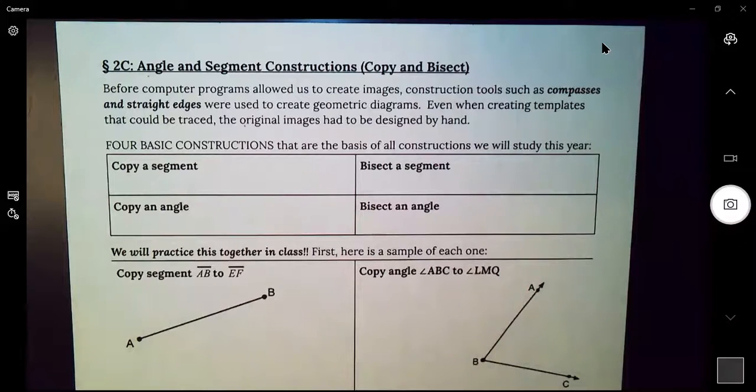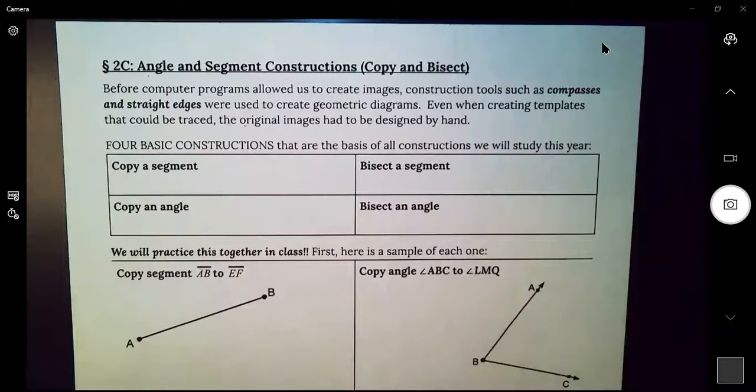The 4 basic constructions that we're looking at in this lesson are copy a segment, copy an angle, bisect a segment, and bisect an angle. We are going to practice these by hand in class. This is just a quick overview so you've seen what it is that we're going to do, but we are definitely practicing this together next time.